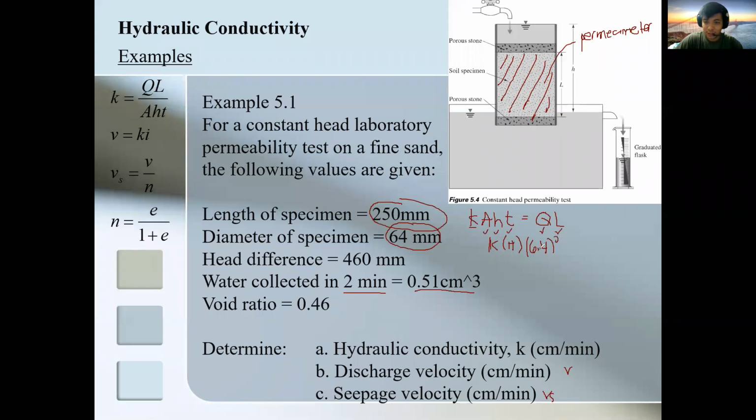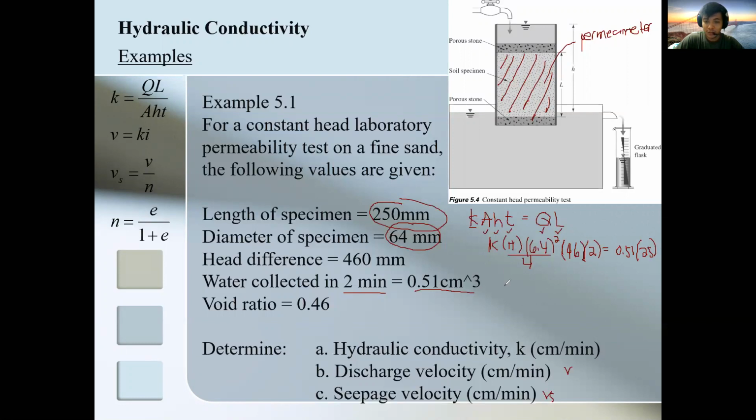So pi d squared over 4 times the h, the head difference, and that's times 46. And then lastly is the time. Since it's in minutes, times 2 again. So Q is already in cm cubed, right? So that's 0.51. And then the length is 25 in cm.